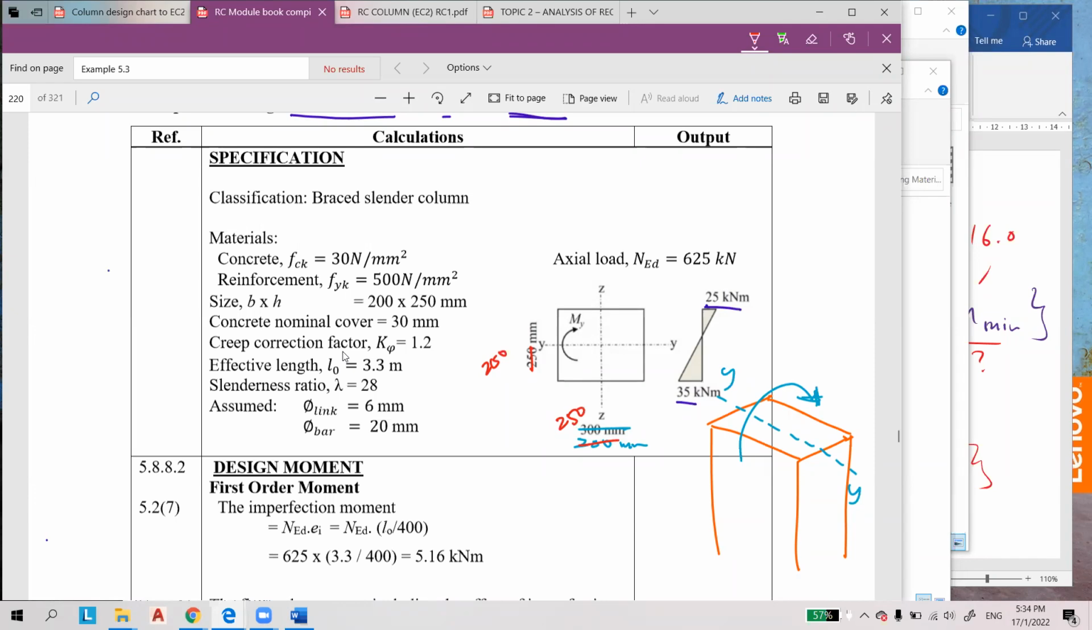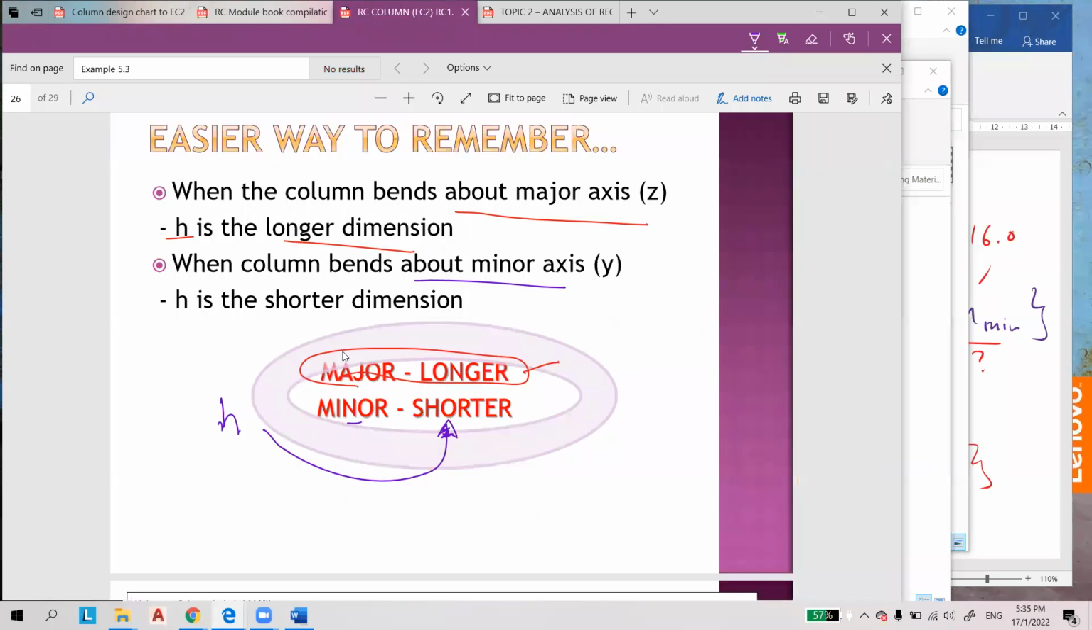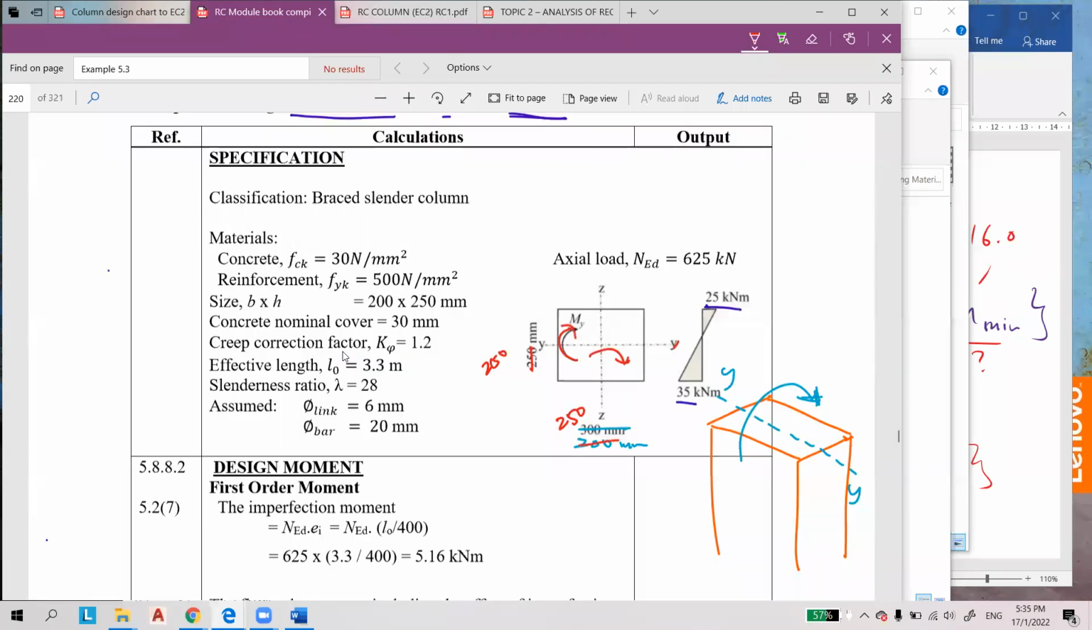For the previous one, in example 5.3, it bent about the z-axis, and now it will bend about the y-axis. So is h the longer or shorter side? h belongs to the shorter side, so h is equal to 200 mm, and then b is equal to 250 mm. h is the shorter side. So it is h times b.